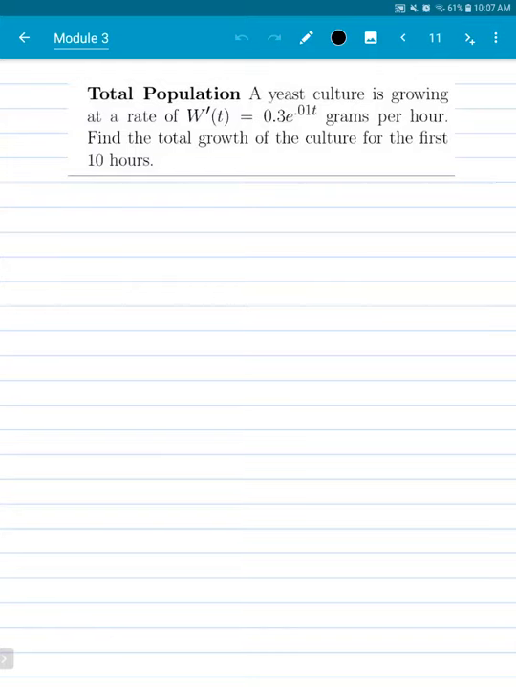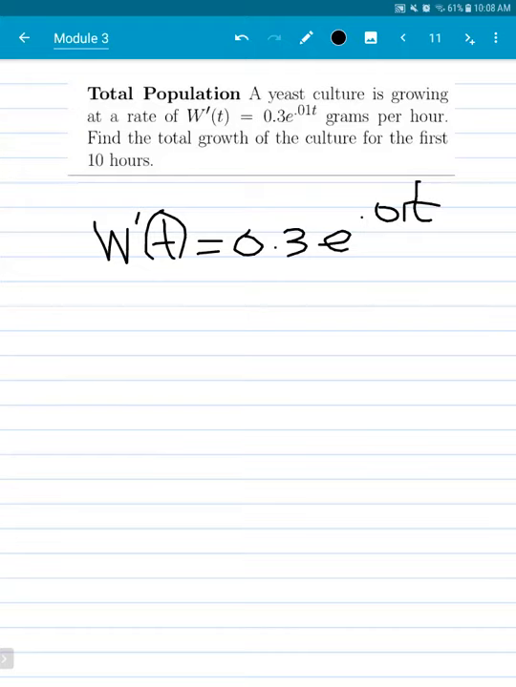So here, what are we given? Rate of change of what? We are given the symbol W prime of T. So it's the rate of change of W of T, where W is the growth, or say the population of the yeast culture. But since it's measured in grams, not in the number of bacteria, we just call it growth. So the rate of change of growth is given by 0.3 e to the 0.01 t. So to get the total growth for the first 10 hours, we integrate that from 0 to 10 since it's in grams per hour.